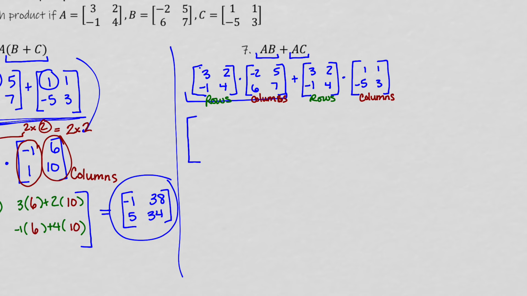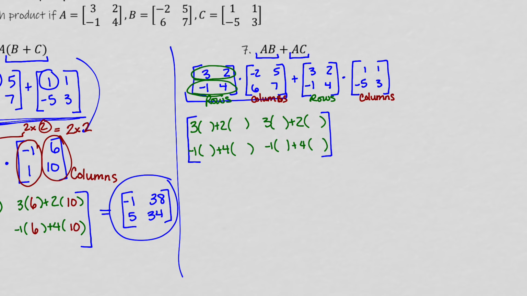All right, so I'm going to use the rows from the first one. So I'm going to stay in the first row of my multiplication here. So I have 3 times something plus 2 times something. Okay, and I know I'm going to have a 2 by 2, so I have another column. 3 times something plus 2 times something. And it will end that matrices. Okay, let's go ahead and do the second row while we're doing rows here. So negative 1 and 4 for that row.